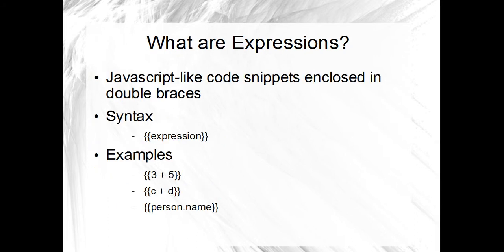So what are expressions? Angular expressions are JavaScript-like code snippets that are usually placed in between double opening and closing braces. So here you could actually see the syntax of how an expression can be defined in AngularJS. And as you see in the examples, it could be anything like the sum of literals like 3 plus 5, or the sum of two variables, or it could even refer to an attribute of an object, etc.